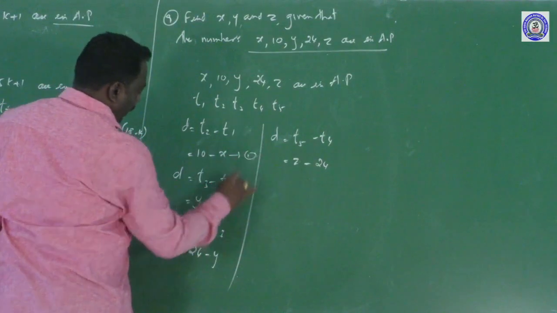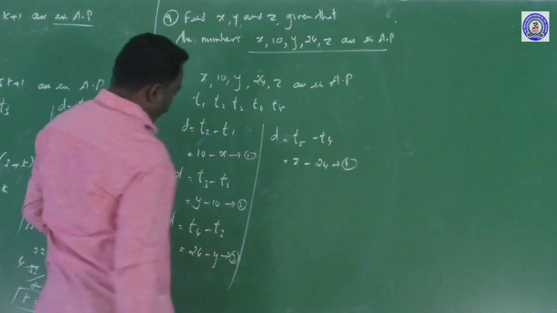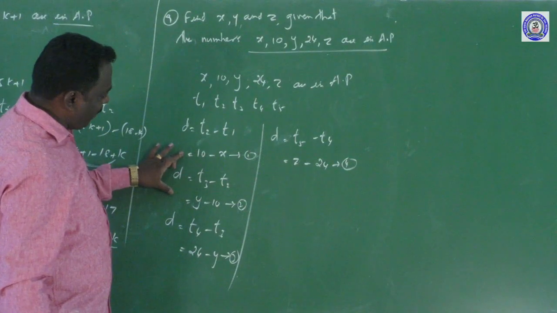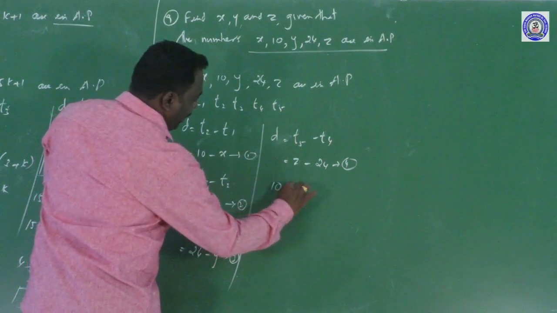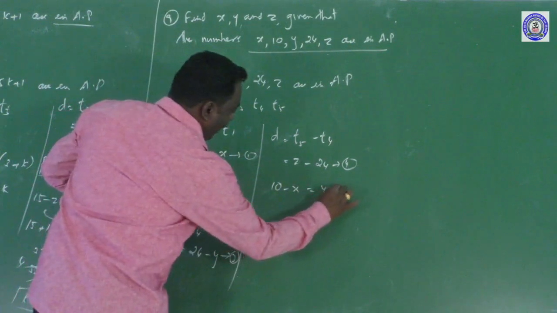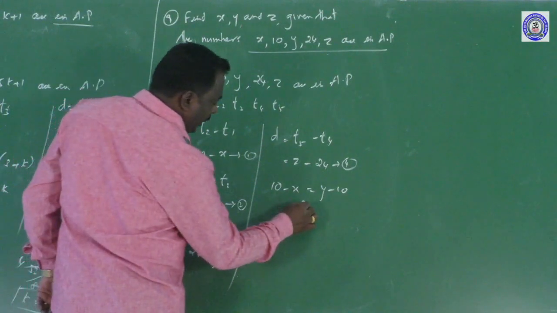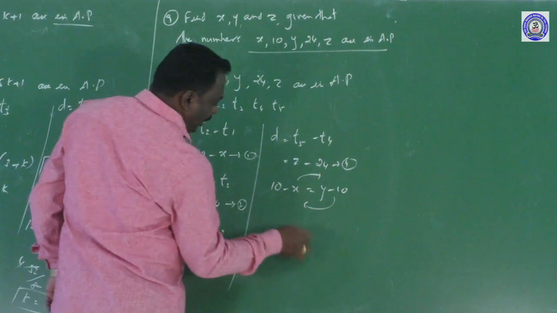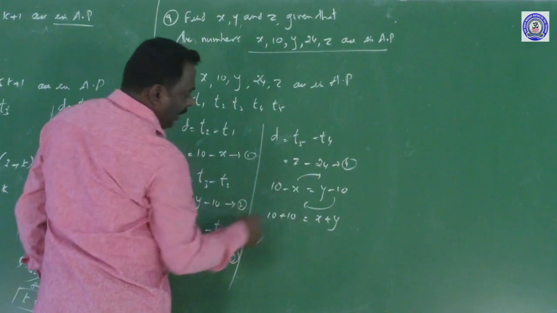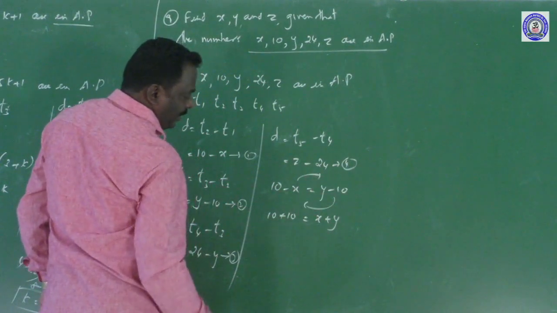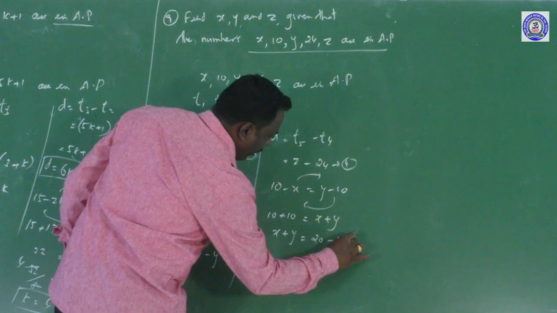Now we call these equation 1, equation 2, equation 3, and equation 4. Now all the common differences are the same, so compare the first two equations and find a new equation. What is the first equation? 10 minus x is equal to y minus 10. Now transfer y to the x side and 10 to the other side. So 10 plus 10 is equal to x plus y. Therefore x plus y is equal to 20. We call this equation number 5.